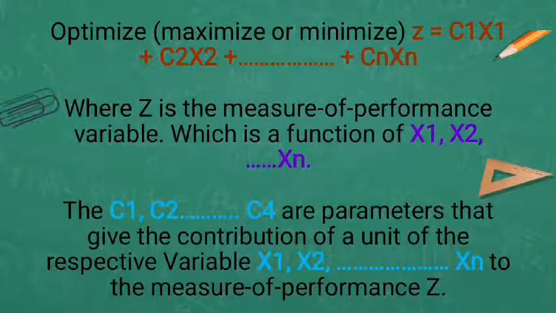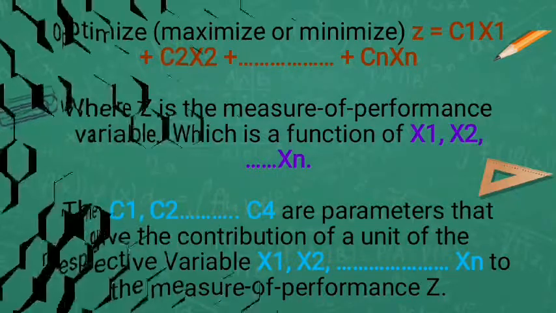Z equals C1 x1 plus C2 x2 plus the series going on up to Cn xn. The C1, C2, up to Cn are parameters that give the contribution per unit of the respective variables x1, x2, x3 up to xn to the measure of performance Z.